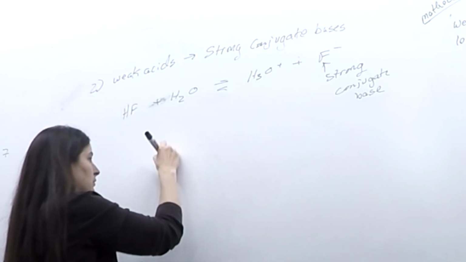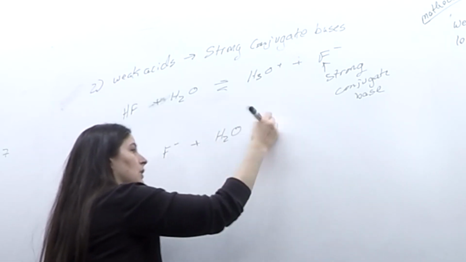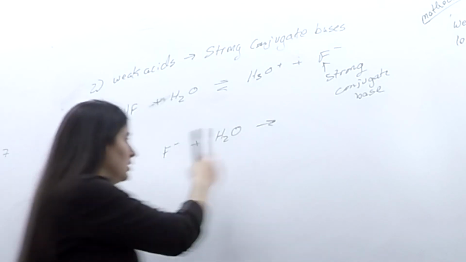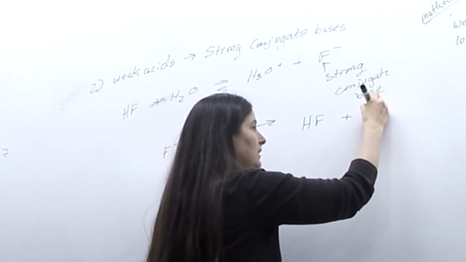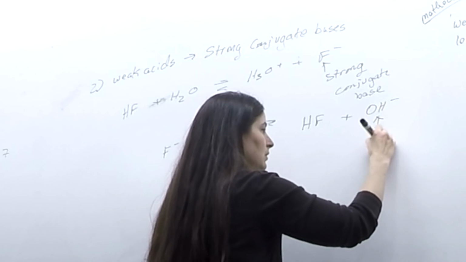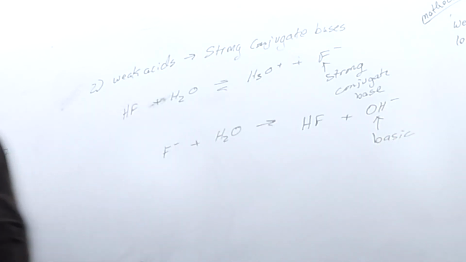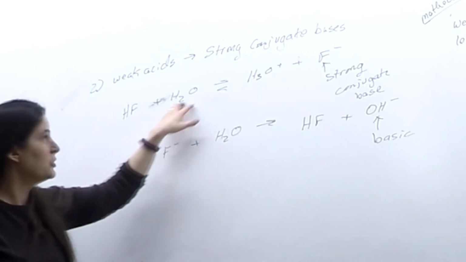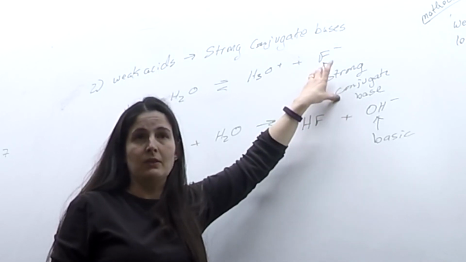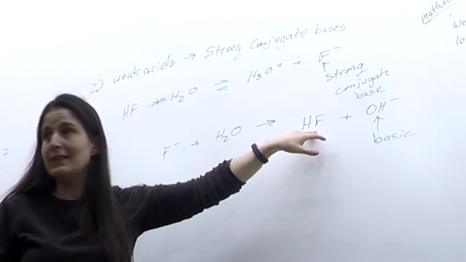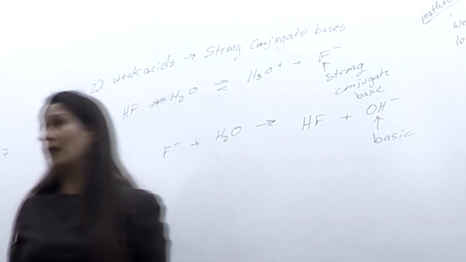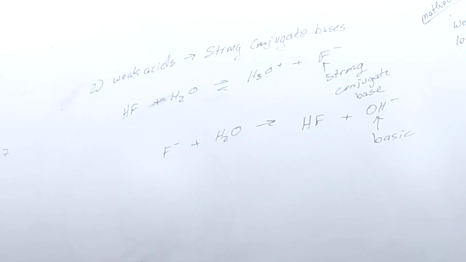All right, so this will react with water, creating your acid back. Here's how it goes. A weak acid dissociates in water, giving a strong conjugate base. The strong conjugate base reacts with water to give you back your weak acid and also a hydroxide ion. The hydroxide ion will make that solution basic.